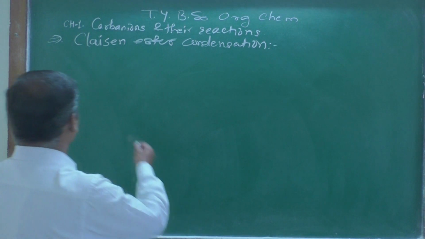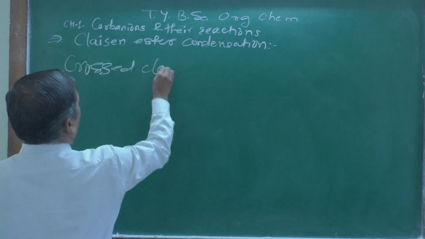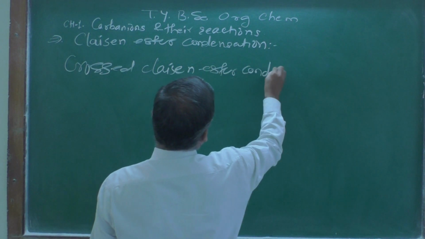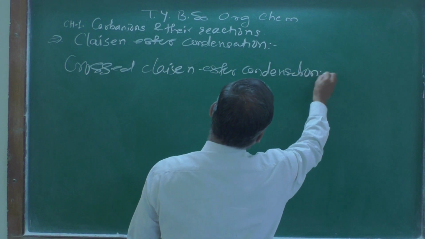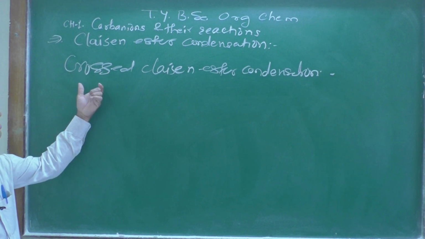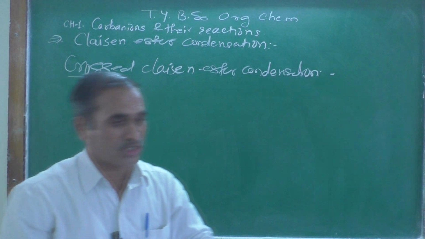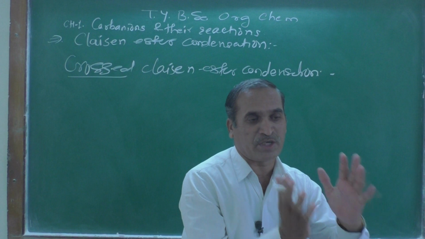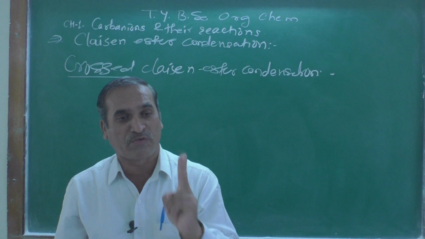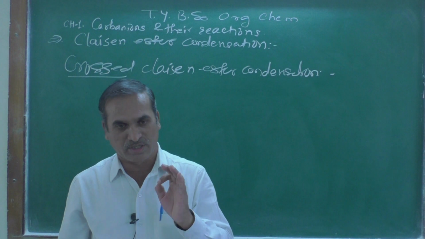This is the reaction we are going to learn. What is that? Look again here, crossed Claisen ester condensation. Crossed means what? The reaction is going to take place between 2 different ester molecules. Remember, 2 different ester molecules, similar to the aldol condensation reaction.